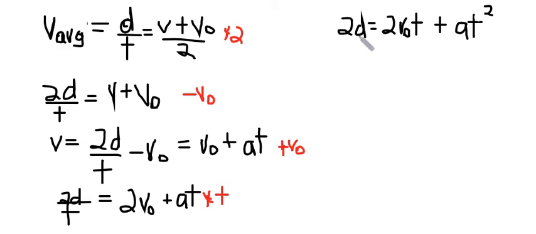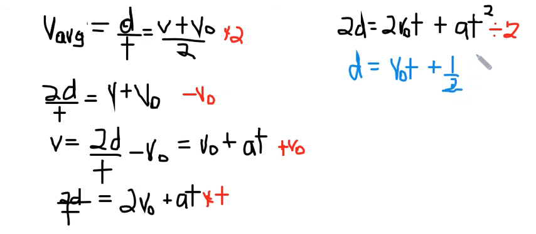Okay. Now to get d by itself, I'm going to divide both sides by 2. And I will wind up with d equals 2v0t divided by 2 is v0t plus at squared divided by 2 is 1/2 at squared.